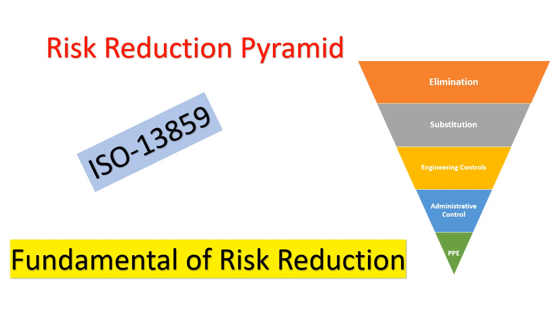In this video, we are going to discuss the risk reduction pyramid as per ISO 13859. This risk reduction model is not only applicable for the process industry or machinery industry, but for all industries. Take any model, be it finance, governance, anything. Risk reduction always follows this risk reduction pyramid. The terms or definitions can slightly differ, but they always follow the same principle.